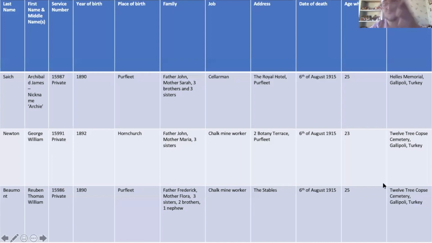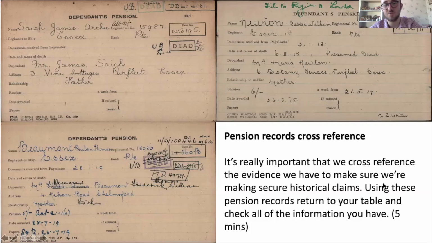Did he die on the 6th of August? We know he died on the 6th of August. So straight away, we've got 2 sources that are saying that he died on the 6th of August. And that's going to make our biography historically sound. Okay, so take 5 minutes now, guys. Just work through these pensions.